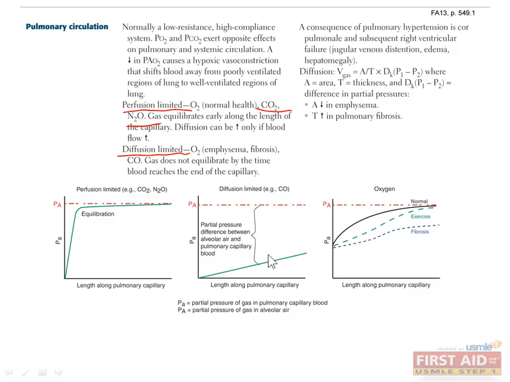So when do you see this? You can see this with carbon monoxide and with oxygen in pathological states, in which the gas either has a smaller surface area to diffuse across, as in emphysema, or has to diffuse across a further distance, such as with pulmonary fibrosis. You can see the same concepts here on the right with oxygen. In exercise, the equilibration occurs late along the length of the pulmonary capillary. So what's going on? This is because the velocity is increased through the capillary bed, so there is less time for oxygen to equilibrate.